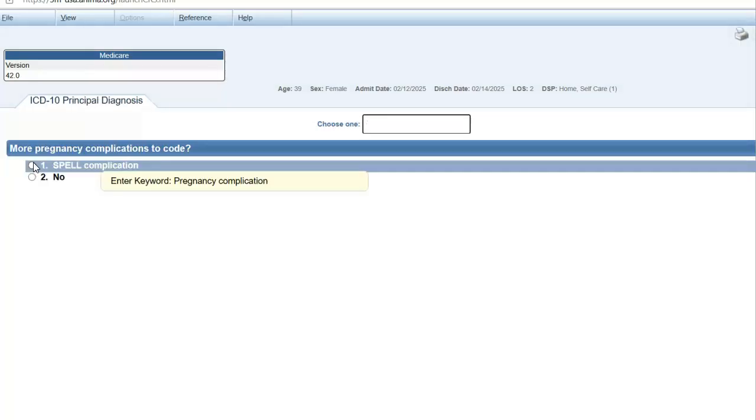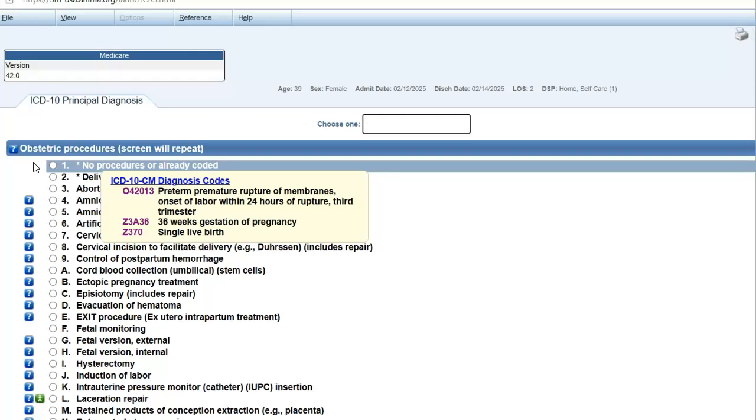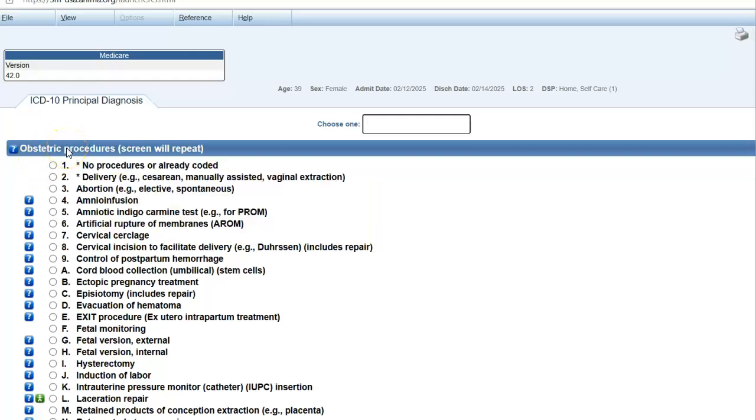And okay, first I have to hit no here. I apologize. I noticed I'm under pregnancy complications. We don't have pregnancy complications to code. We have delivery complications. So I don't know if I can get to the correct code in 3M. So I'm going to hit no more pregnancy. But now it's crosswalking us to our delivery.